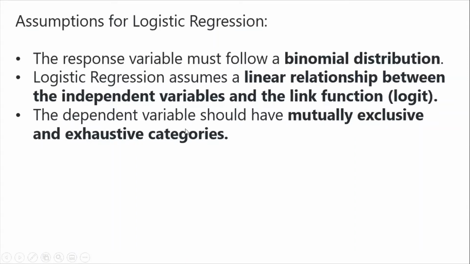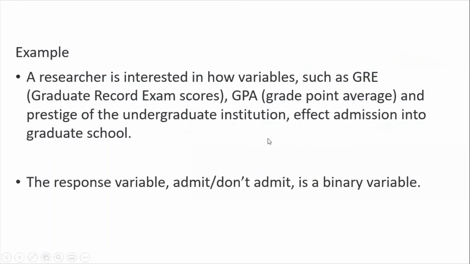Okay, and the dependent variable should have mutually exclusive and exhaustive categories, which basically means each level should be mutually exclusive. So it is either pure or it is not pure. It cannot be both pure and not pure, and it is either stroke or it is epileptic or something. So it should be mutually exclusive and exhaustive.